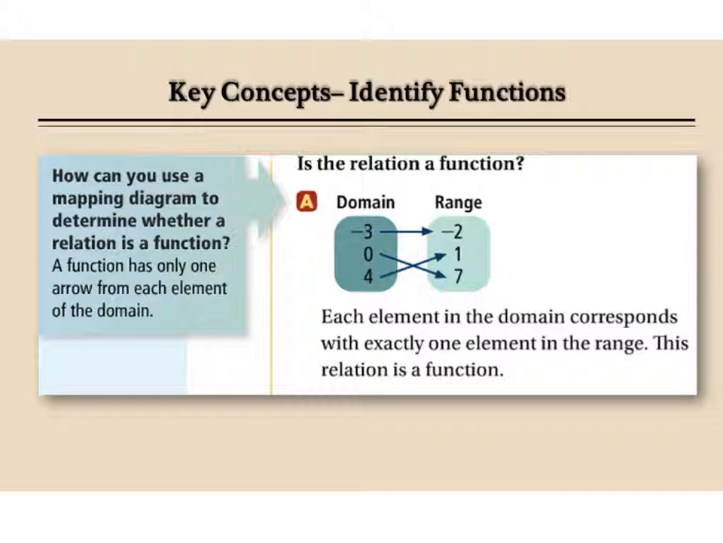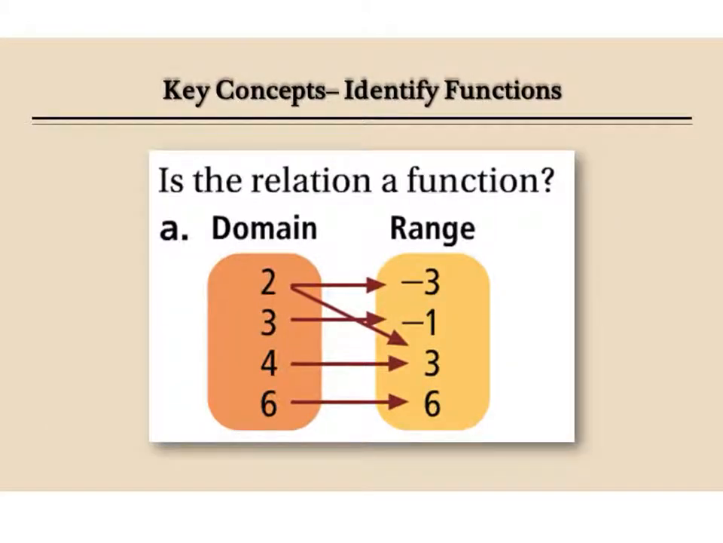So, how can you determine in a mapping diagram whether or not a relation is a function? Well, a function only has one arrow coming from each item in the domain. There's one arrow coming from the -3, there's one arrow coming from the 0, there's one arrow coming from the 4. It doesn't matter anything about the range, as long as each item in the domain only has one arrow. If the -3 had two arrows coming from it, it would no longer be a function.